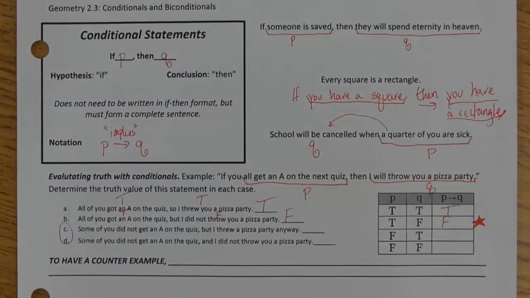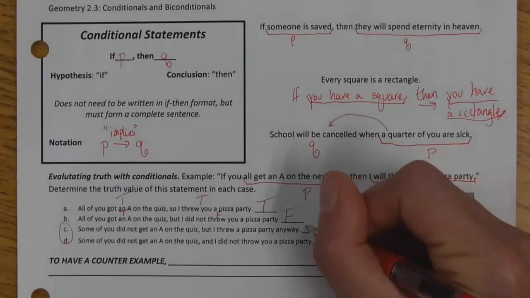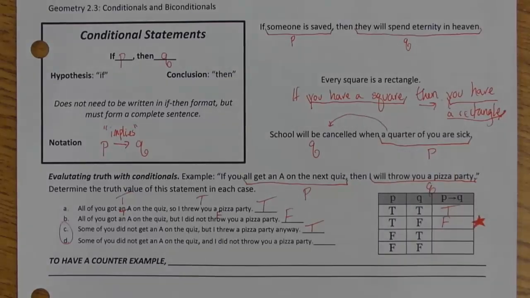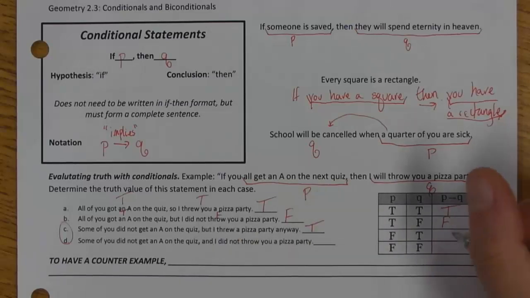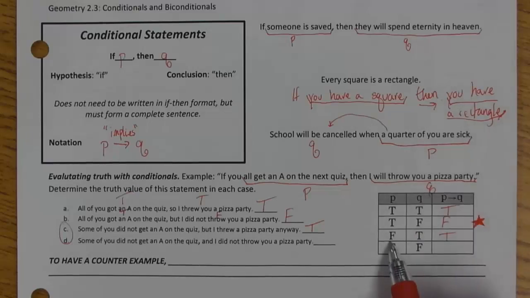Let's say some of you didn't get an A on a quiz, which is completely reasonable. But I decided to throw you a pizza party anyway. In this case, weirdly enough, I haven't yet lied to you. It isn't a falsehood to throw you a pizza party anyway, and it doesn't mean that I would have lied about you getting an A on the next quiz. I just decided to do it anyway. So believe it or not, if the first thing doesn't happen, it's still considered true.